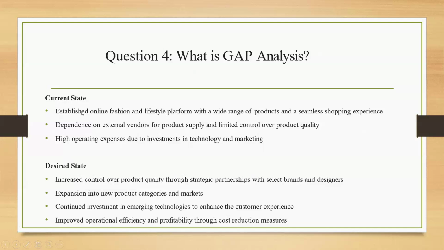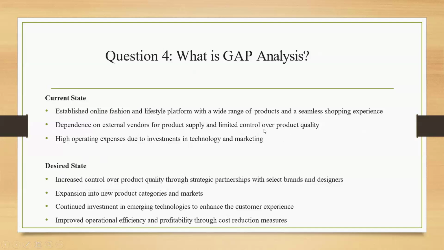So according to this online fashion store, what is the current state? We have an online fashion platform with a wide variety of products and some shopping experience and all. There is dependence on external factors for product supply, limited control over product quality, and high operating expenses due to the investments in technology and marketing. So this is the current state involved in this particular project.